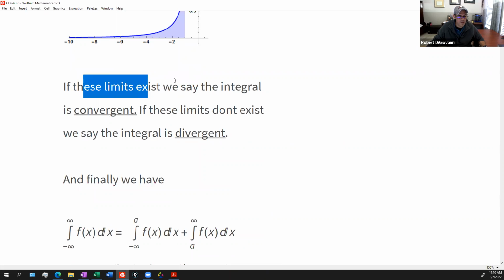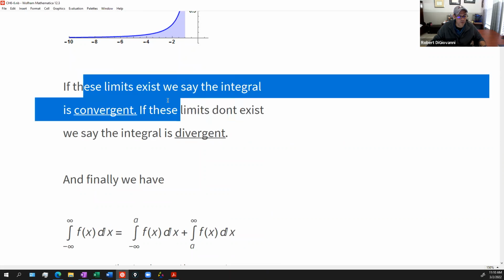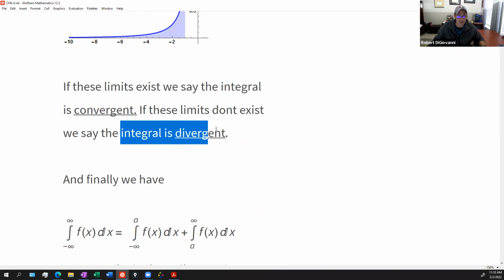If these limits exist, we will say that the integral is convergent. So if you do that limit at the end, you get a number like 4, then we will say the integral converges to 4. If the limit does not exist, we will say that the integral is divergent. And divergence just means non-convergence. Let me say that again, because this is a very subtle but important point.